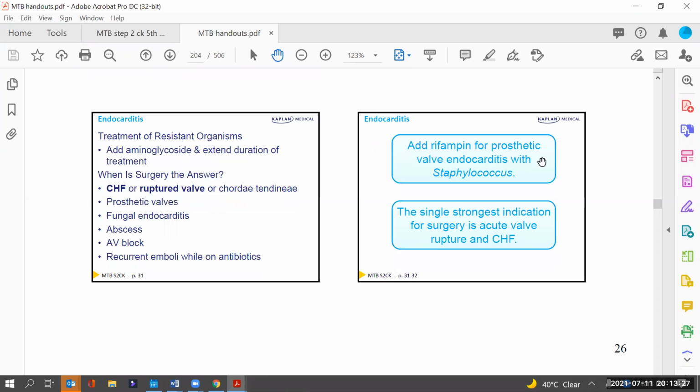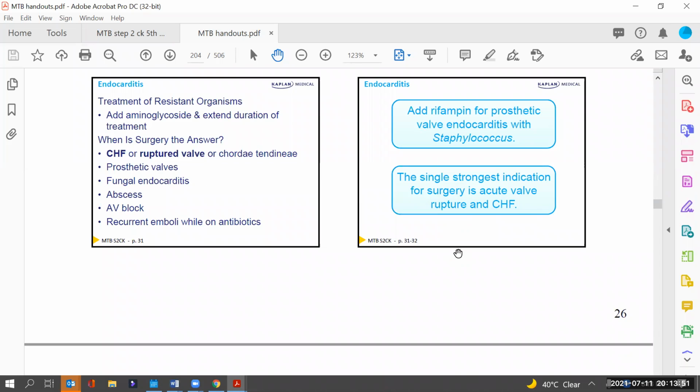So we will add rifampin for prosthetic valve endocarditis if there is an artificial valve inside the patient and that valve is actually infected. We can add rifampin as well. The single strongest indication of surgery is acute valve rupture. So this is again important. What is going to be the absolute indication of surgery? Especially, you can always say, okay, whenever there is rupture of the valve, we don't have any option. We straight away go for the surgery.